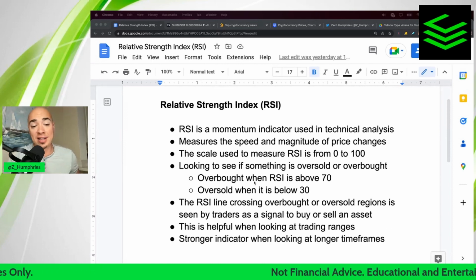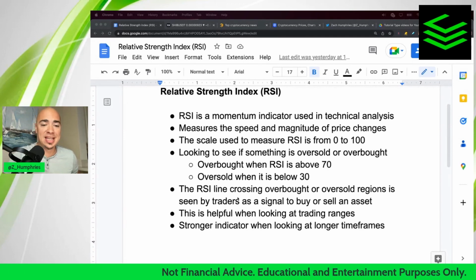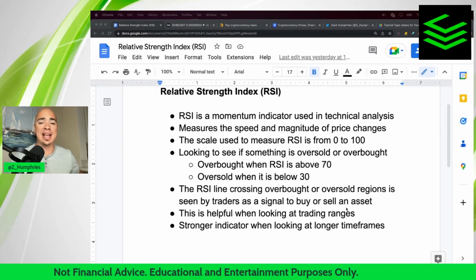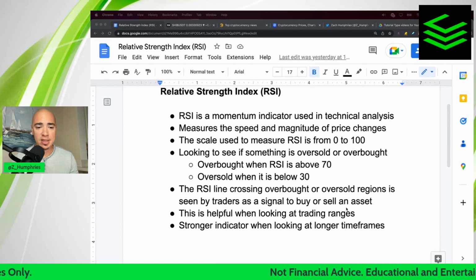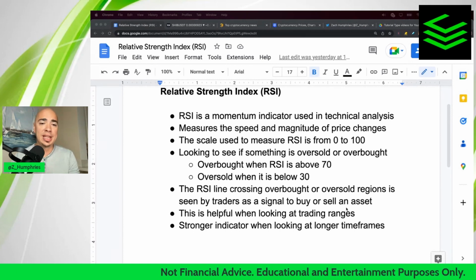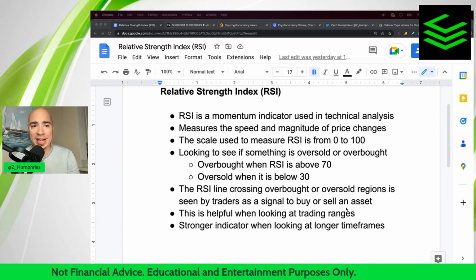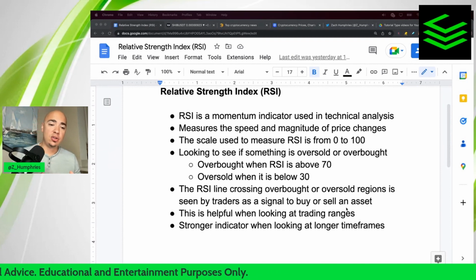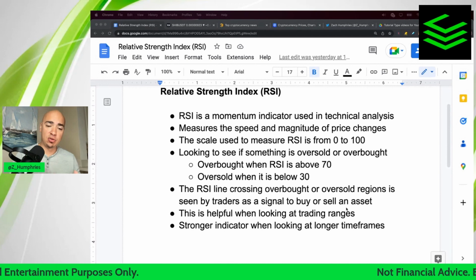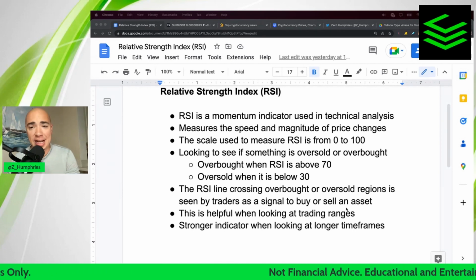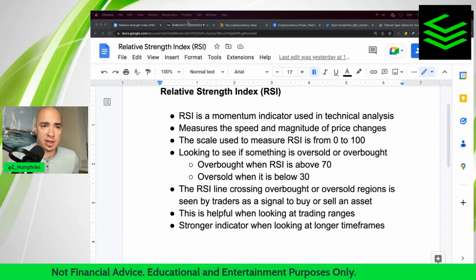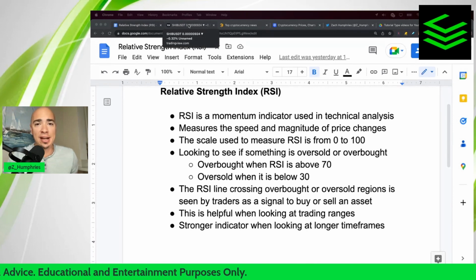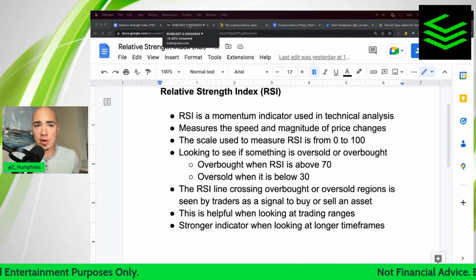The RSI line crossing overbought or oversold regions is seen by traders as a signal to buy or sell an asset. If it's around 50, it's usually pretty neutral. We call that consolidation, right? Moving sideways. So this is also really helpful looking at trading ranges. It's a stronger indicator, RSI is, when we're looking at longer time frames. So it's just one tool to use, but it's definitely a tool that many traders do use when looking at entry points and exit points if they're trading cryptocurrency.